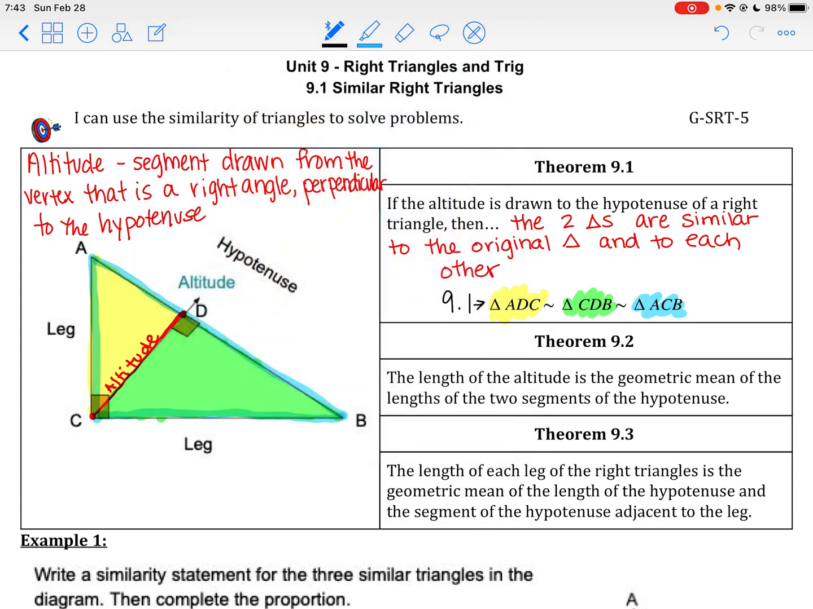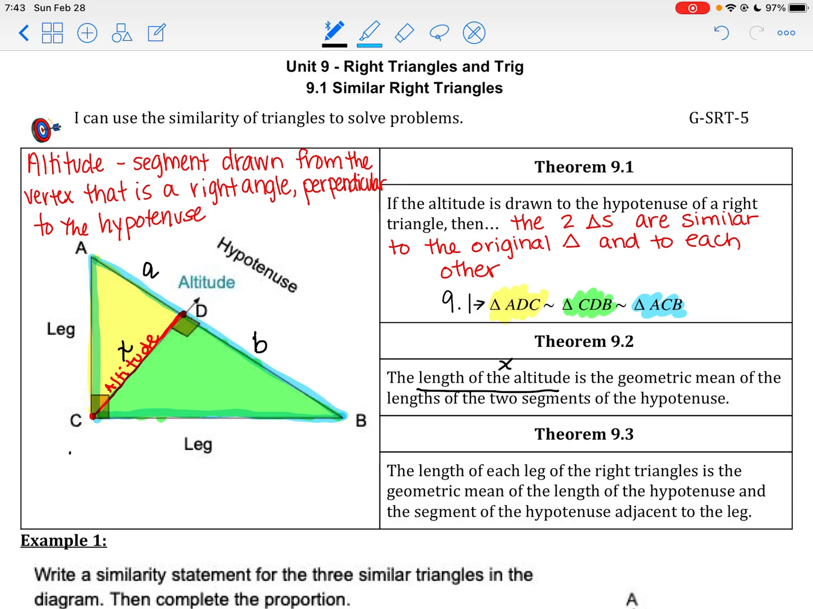Theorem 9.2 says the length of the altitude, let's call that x, is the geometric mean of the lengths of the two segments of the hypotenuse. If we call these two segments A and B, it's the geometric mean of those two segments.